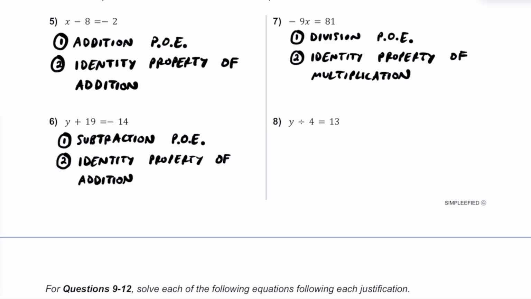All right, cool. Hopefully it makes sense. In 5 and 6, you use the identity property of addition because we're adding and subtracting. But in 7 and 8, we're going to be using the identity property of multiplication because we're multiplying and dividing.